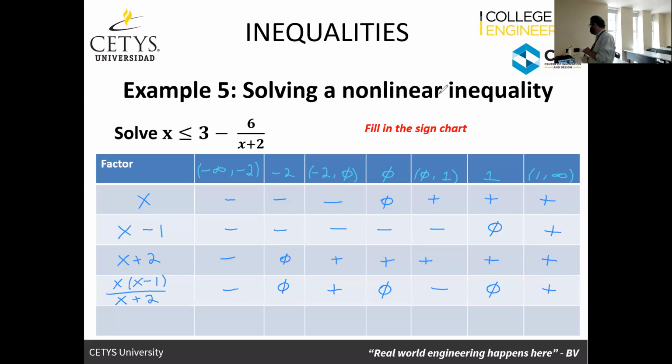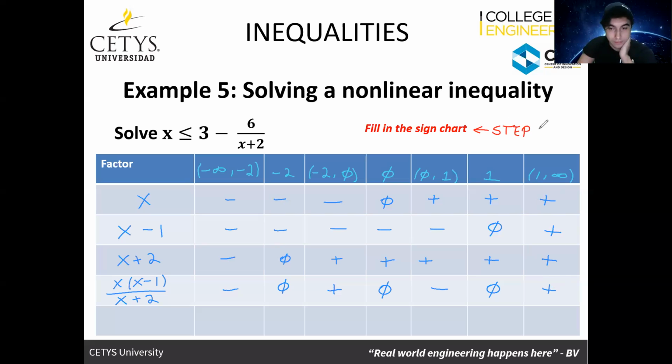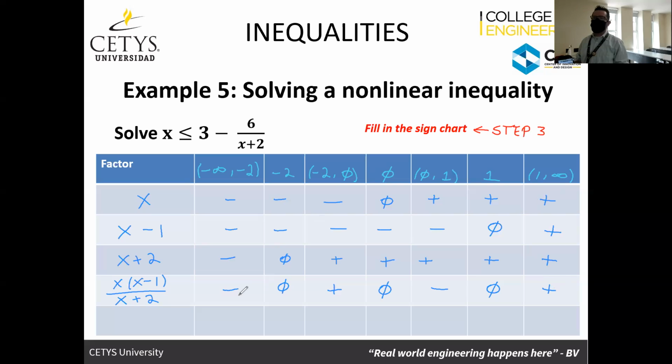The next thing that we're going to do is, oh, I forgot to write down that this is, remember that this is step 3. 3, perfect, correct. And now we're going to be doing step 4 here, which is evaluating.